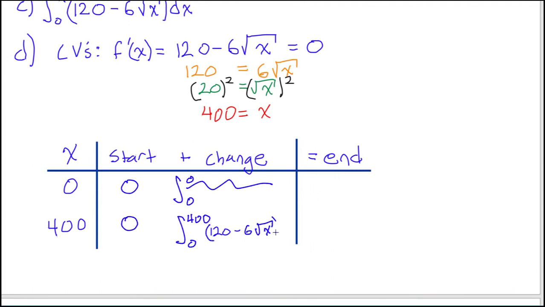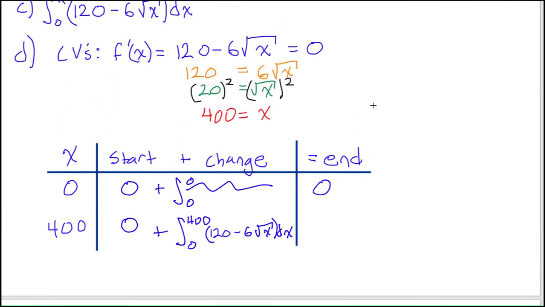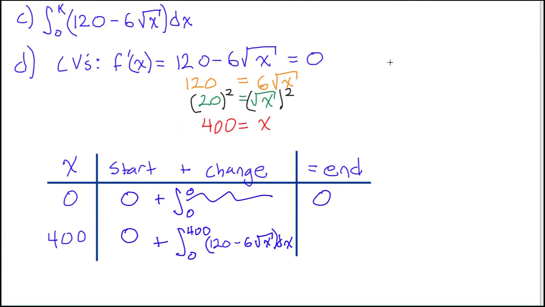All of that times dx. I need to actually find this yet again. When I plug in 0, obviously I get 0. This one I need to actually calculate. Let's do that off here to the side, so I'm going to use this space over here.